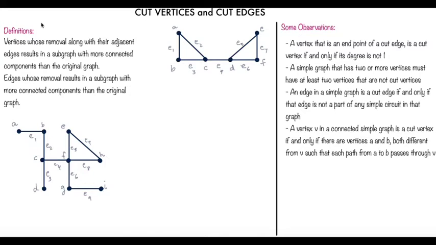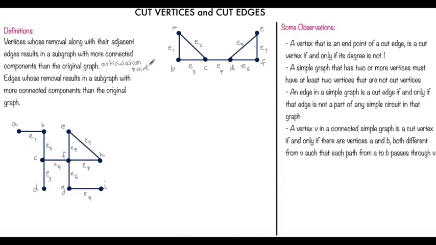Hello, so in this video we will talk about a concept called cut vertices and cut edges. We start with the definition. Vertices whose removal along with their adjacent edges result in a subgraph with more connected components than the original graph are called cut vertices. This is also known as an articulation point.